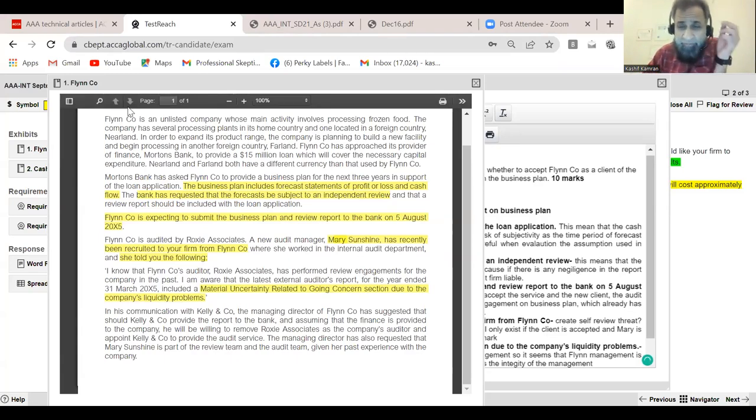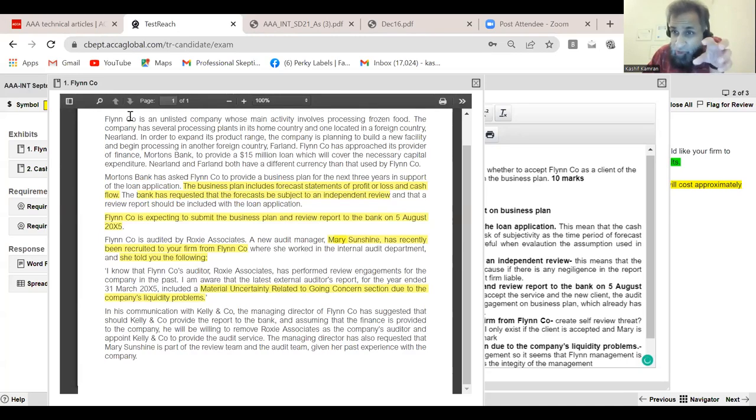Now, will that deceive Kelly and Company? Will Kelly and Company get deceived that, oh, I get a new job if I give them an assurance? Will they get distracted? Will they have self-interest? Will Kelly and Company have a self-interest threat here for a new job? Right? And is the client trying to intimidate? Is the managing director trying to create an intimidation threat by pressurizing the auditor for a new job? That you get a new job if you do something in my favor.